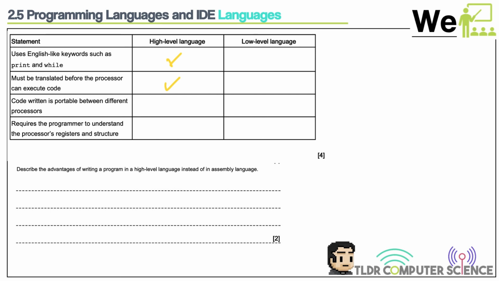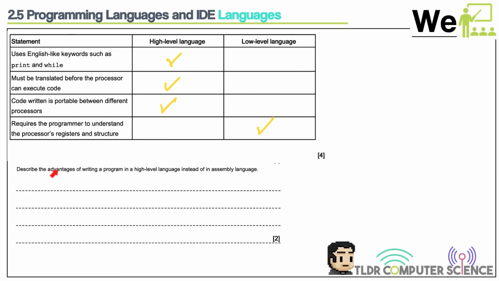The code written is portable before different processors. Now remember, if you've actually have it turned into machine code, it's now dependent on that system. Whereas if you've written it in a high-level language, then you can recompile or reinterpret for a different platform. Finally, requires the program to understand the processor's registers and structures, so you really need to understand how the processor works. That's not necessarily in high-level language because the compiler or interpreter is doing that work for you, but it is for a low-level language.